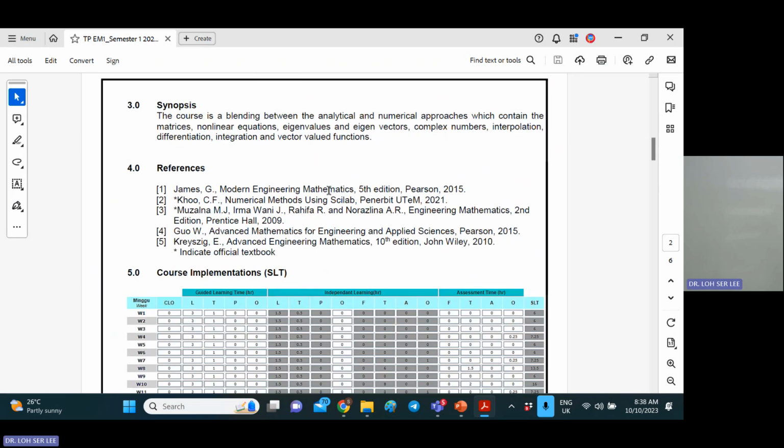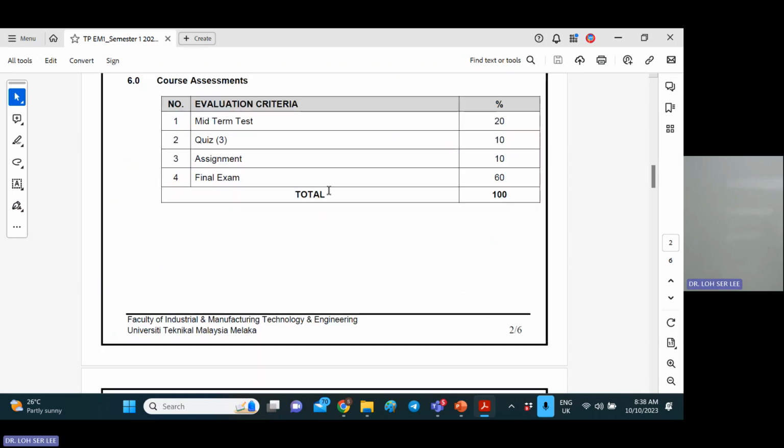Now we look at the breakdown of the course assessment. You will have only one midterm test that carries 20%. 20% for one midterm is considered quite heavy. If you want to score well for this subject, you must score well in the midterm test because it carries heavy weightage.